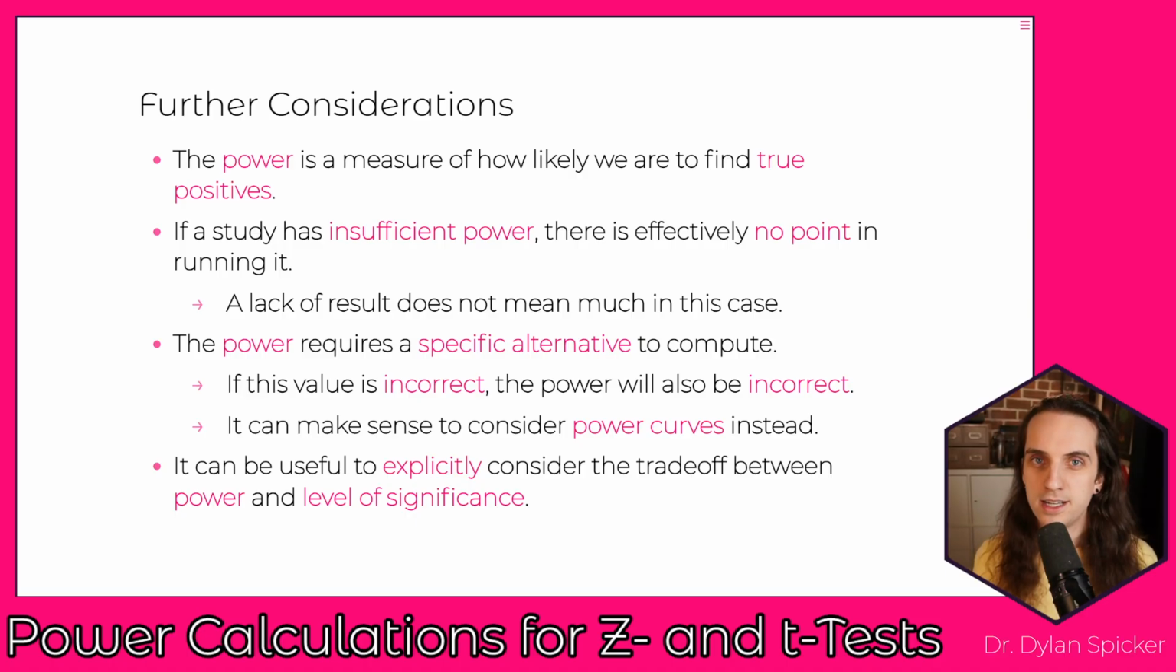Okay. It can also be explicitly useful to consider the trade-off between power and the level of significance, right? And so what we're thinking about here is, now that we can actually calculate the power, the level of significance tells us the probability of making a type 1 error. So we have our probability there. The power tells us the probability that we find a true positive. Okay, and so we have probabilities for both of those.